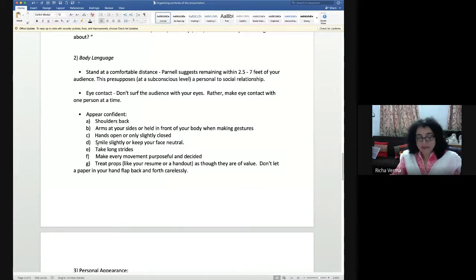Smile is the best part of your feature, so you should not have any control over your smile. You should just smile fluently. Okay, so smile slightly or keep your face neutral.